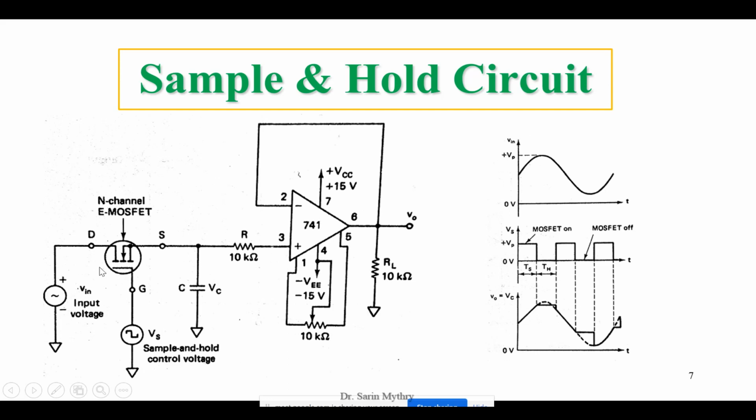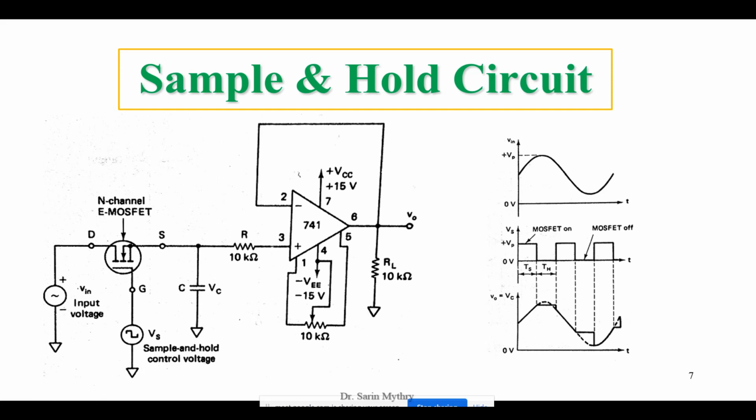Can anyone tell me what the application of the E MOSFET is over here? As an on-off switch. Good. This E MOSFET is acting as a switch that is controlled by the sample and hold control voltage. The control voltage is nothing else but the voltage which we use to turn this transistor on or off.